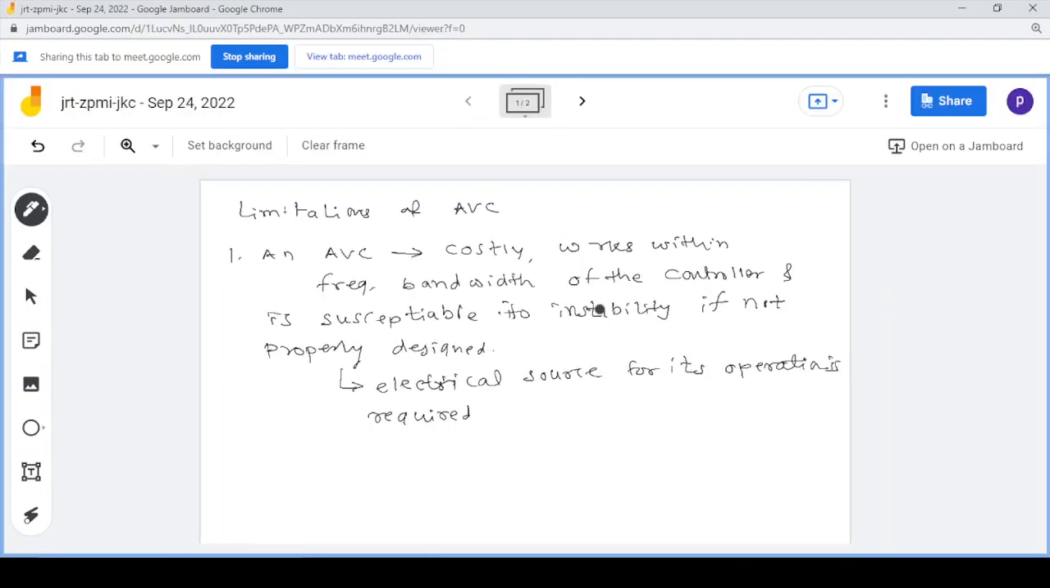Yes. So what I told you, limitations of AVC: AVC is costly and works within the frequency bandwidth of the controller and is susceptible to instability if not properly designed. And as active vibration control requires the electrical source always for its operation. This is one more additional thing whenever we are considering the active vibration control. Moreover, an electrical source for its operation is required.